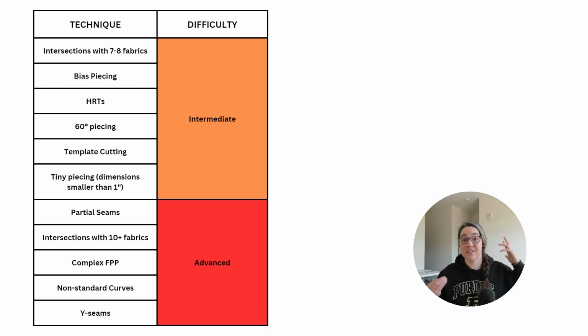Intersections where you've got 10 plus fabrics, right? So these are things where you've got like 4 60-degree diamonds coming together that are all compound. And it's so much bulk and so much alignment that you've got to deal with that this really has to be an advanced technique. Complex FPPs, so if you're making a dog face and there's like 5 bajillion pieces and they're all weird angles and just a lot going on there, that is definitely advanced.